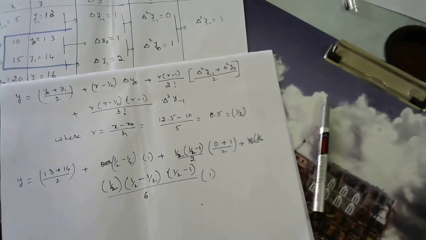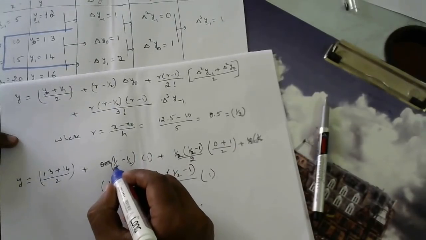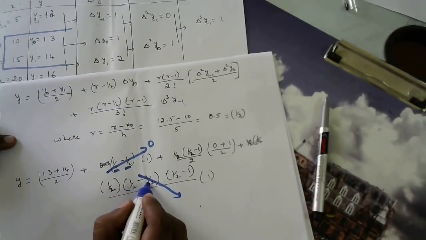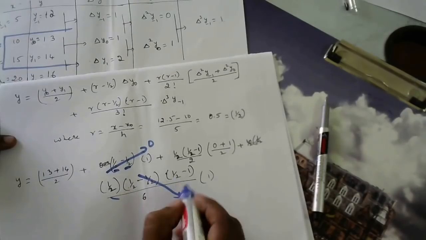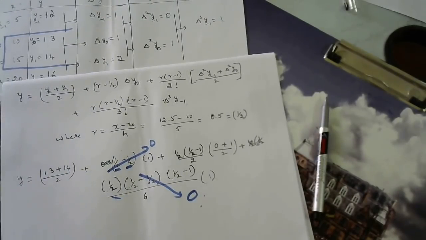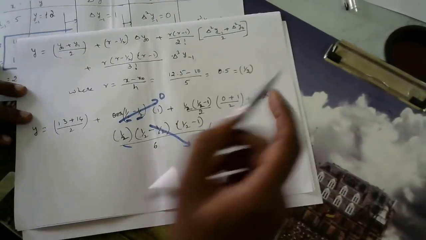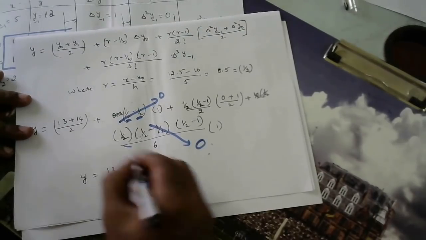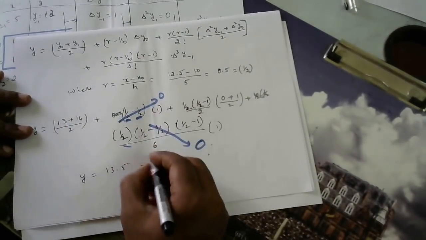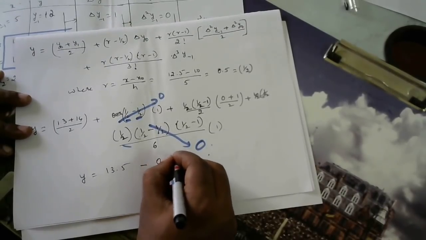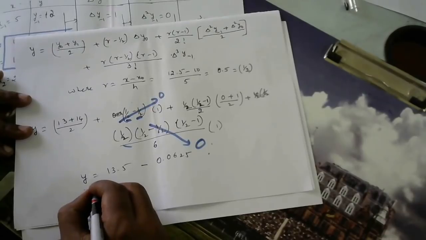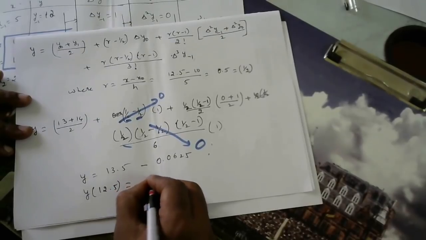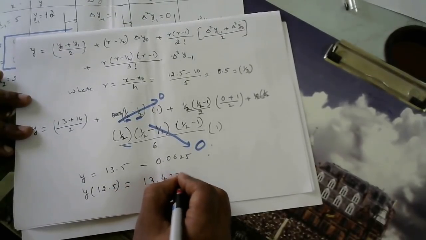So here 1 by 2 minus 1 by 2 gets 0, the whole term becomes 0, and multiplied with the whole term gives 0. So if you multiply, y equals 13.5 and minus 0.0625. So y of 12.5 equals 13.4375.